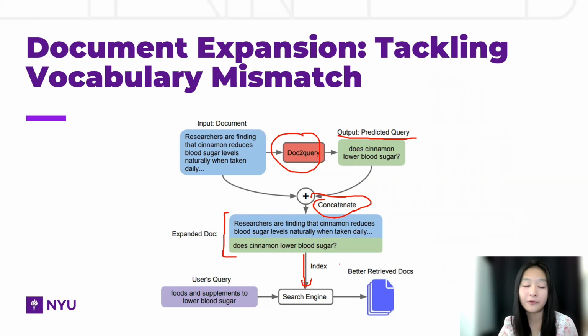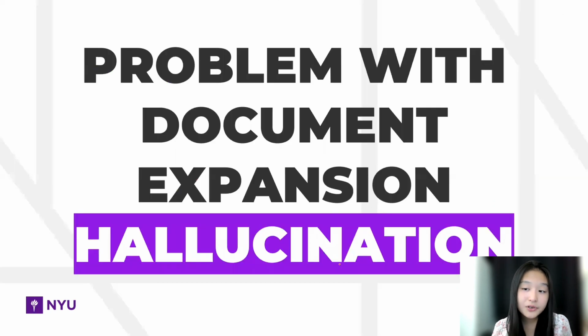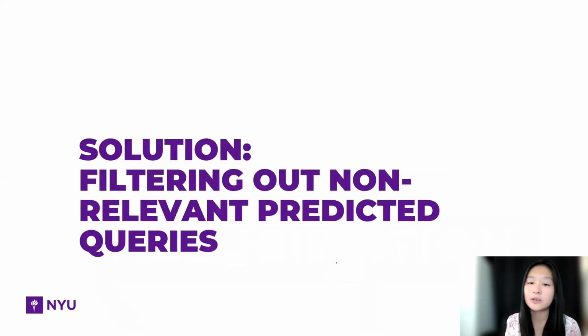as I introduced before. The problem with using a large language model like BERT to expand documents is that they are prone to hallucination, meaning that they can make up irrelevant facts about a document, which decreases the accuracy. So our current solution is to use another model called ELECTRA that is trained to distinguish between relevant and non-relevant queries. Then we designed a threshold score to filter out all the predicted queries that are irrelevant.